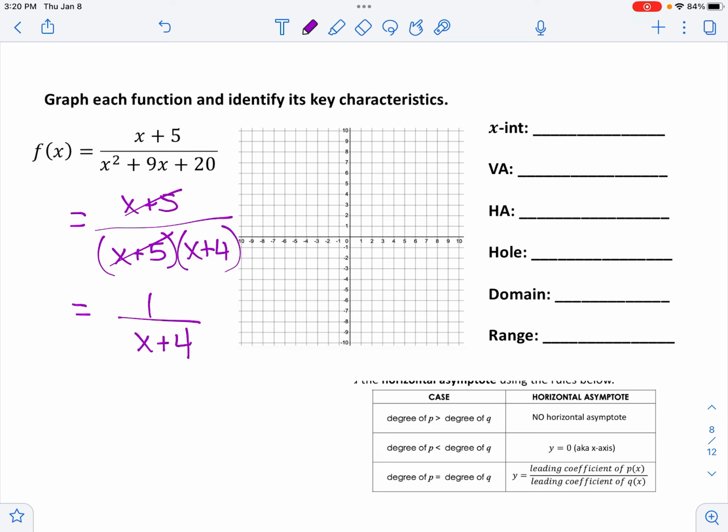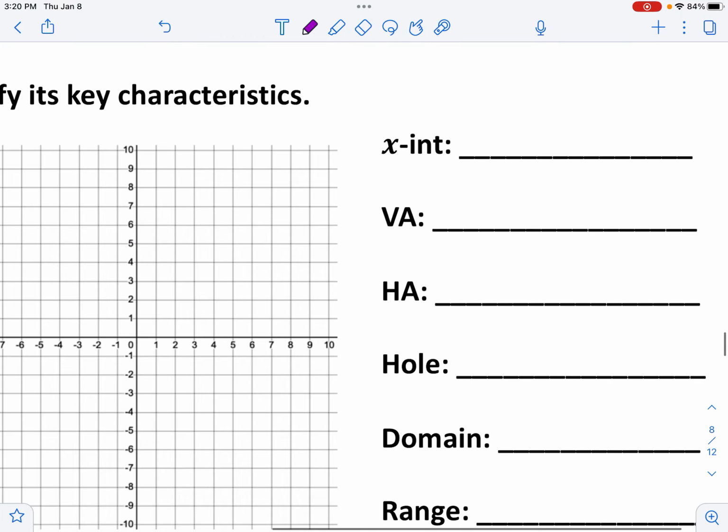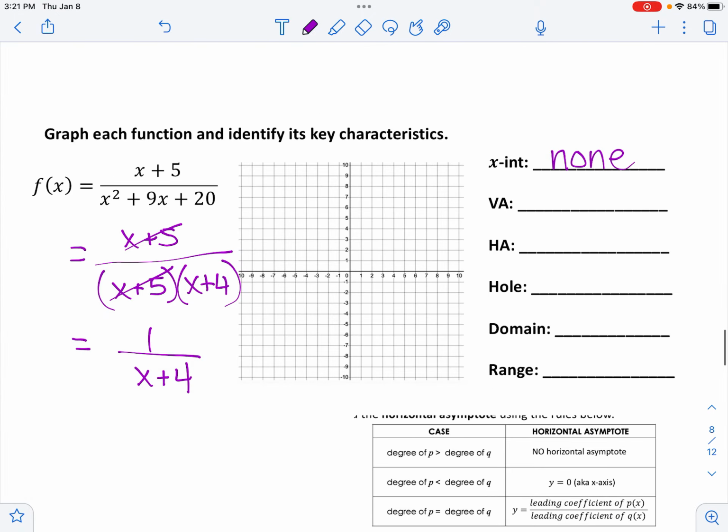All right, now my x-intercept, I look at the numerator and I try to plug in to make that 0. Now you'll notice that doesn't happen. There's nothing to plug in to make that 0, so here this does not cross the x-axis. You're going to see why in a second. My vertical asymptote is when the denominator equals 0. So that's this down here, and that would be when x is equal to -4.